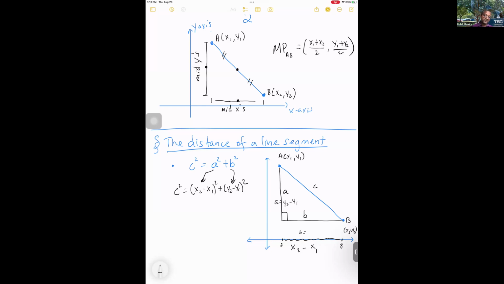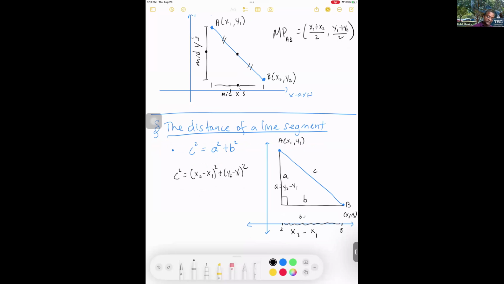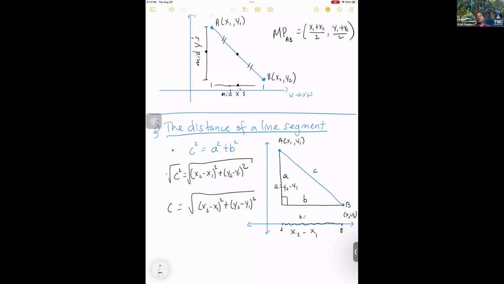Now, I am looking for the length C, not C squared. And so I'm simply going to take the square root on both sides. Therefore, C is going to be the square root of the difference in the x values squared plus the difference in the y values squared. And because it's the distance formula, they simply changed the C into a D. D equals the square root of x2 minus x1 squared plus y2 minus y1 squared. And that's all there is. That's your distance formula. Questions there?